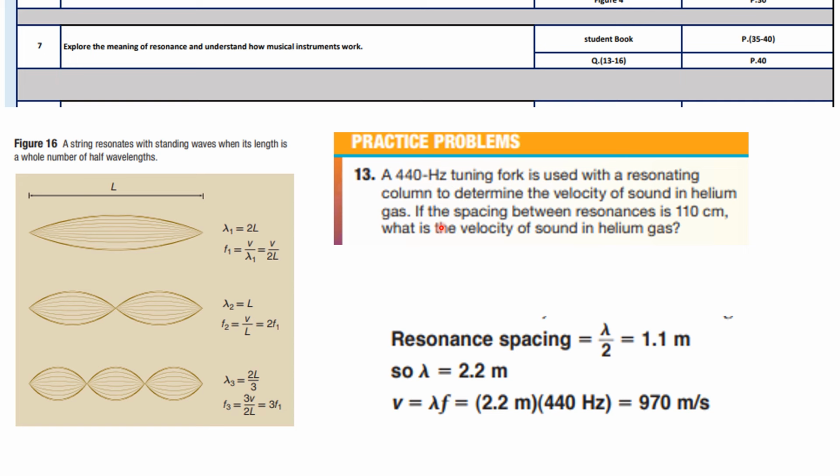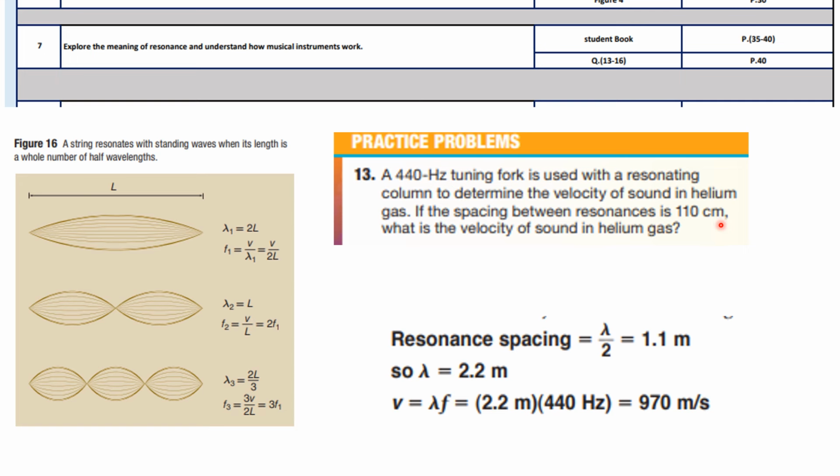If the spacing between resonance, so again, every time they say resonance, we have to remember that the wavelength is divided by 2. So every time we have wavelength divided by 2, we have a resonance. If it's divided by 3 or another number, then we don't have a resonance, only divided by 2. So it's equal to 110 centimeters.